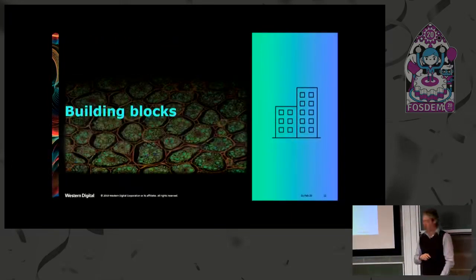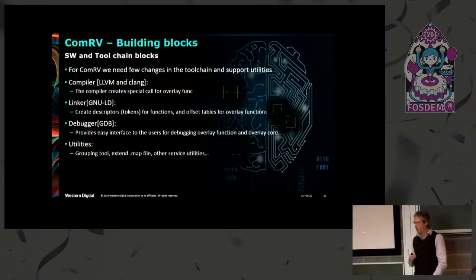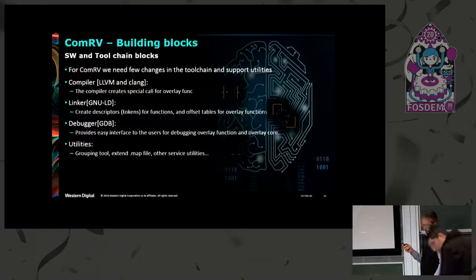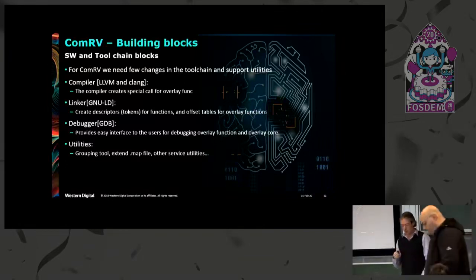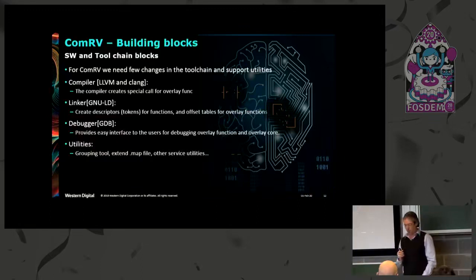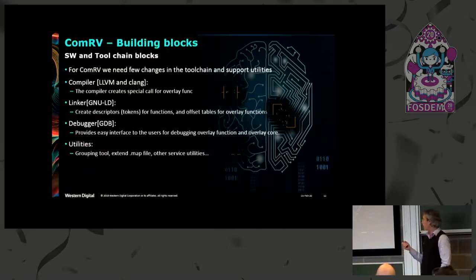The building blocks we needed for having this tool work: with our collaborator from Embecosm, we did a lot of changes on the toolchain. As a compiler, we chose LLVM and Clang as a frontend. The compiler will just create special calls for the overlay functions, as we saw earlier. For the linker, we chose GNU LD. We made a few changes around BFD, creating descriptors, tokens, as we saw, for functions, and an offset table for overlay functions. Those tokens and tables are used by the engine itself at runtime. So this is all for the engine itself.